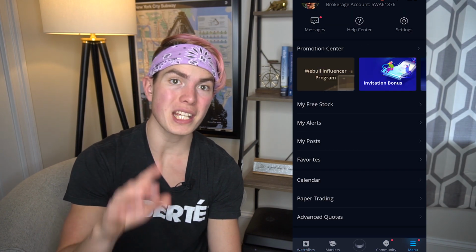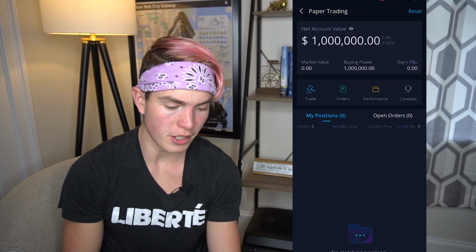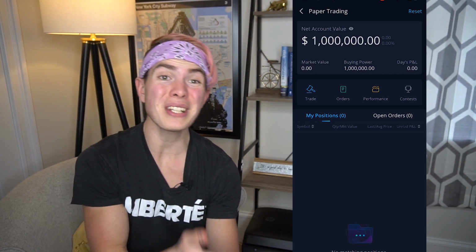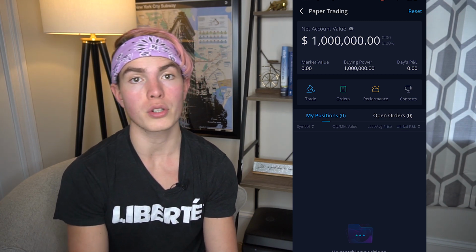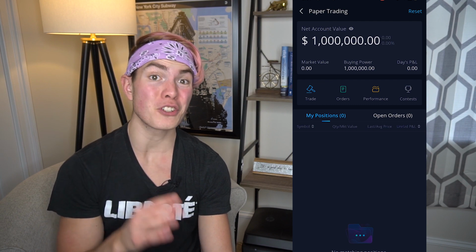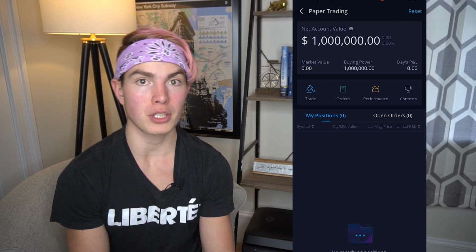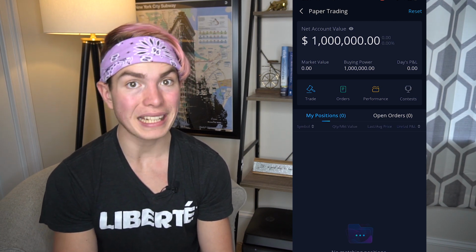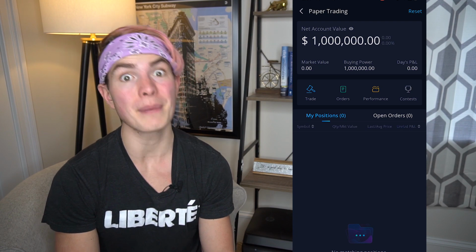So the first of which is paper trading. One thing that Webull has that is very nice is this paper trading feature. Essentially with paper trading, they're giving you $1 million of fake currency, basically monopoly money, that you can use to practice your trading styles and get a feel for the Webull platform. So this is great if you're just getting started, you wanna make sure you understand how things work and how the platform is actually going to function before you have your real money on the line, because making mistakes with fake money is a lot better than making mistakes with real money, let me tell you that.